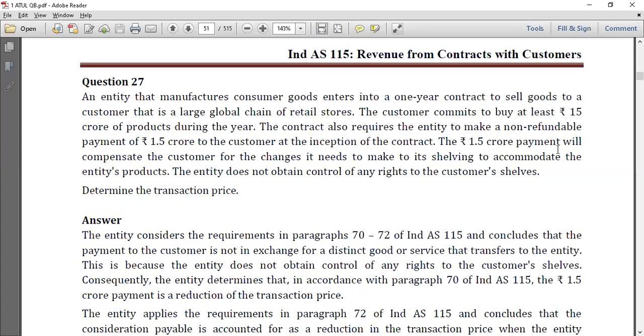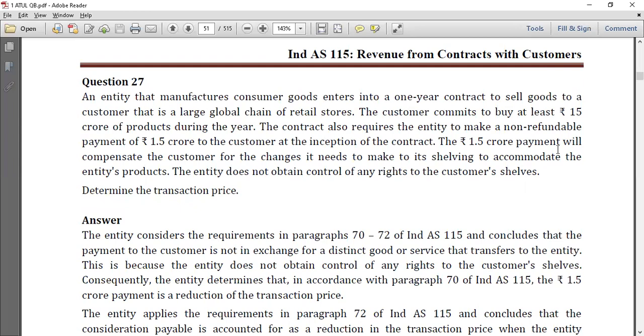So here the customer has committed to buy at least 15 crore of products during the year. The contract also requires the entity to make a non-refundable payment of 1.5 crore. So this 1.5 crore is not refunded. From the 15 crore, I think you need to subtract. See, the answer goes like this. What is the transaction price?